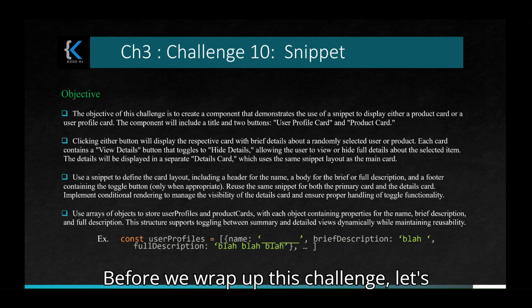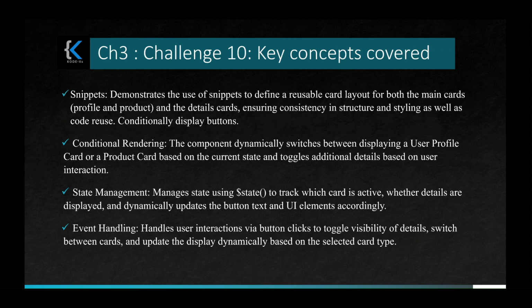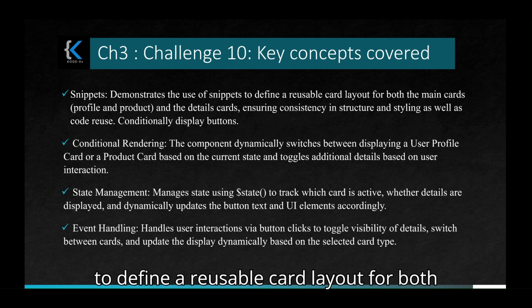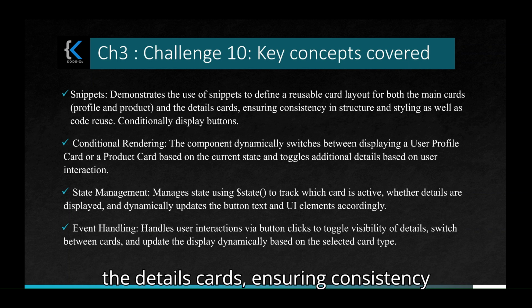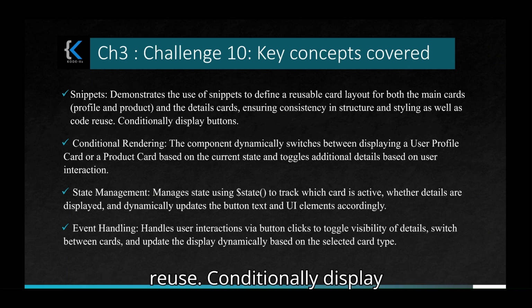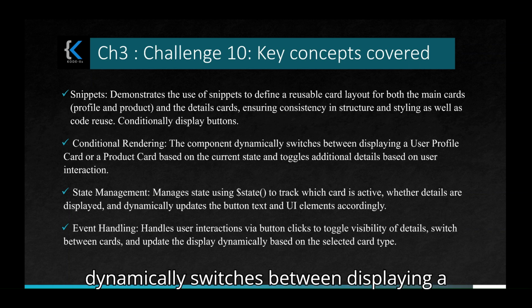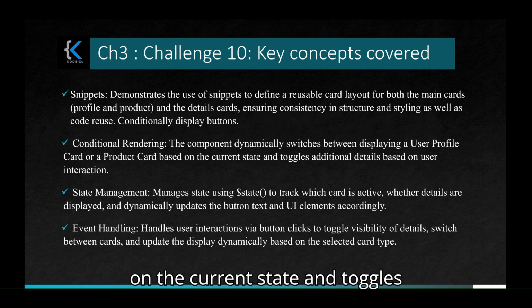Before we wrap up this challenge, let's look at the key concepts covered in this challenge. Snippets demonstrates the use of snippets to define a reusable card layout for both the main cards, profile and products, and the details cards, ensuring consistency in structure and styling as well as code reuse. Conditionally display buttons. Conditional rendering: the component dynamically switches between displaying a user profile card or a product card based on the current state and toggles additional details based on user interaction.